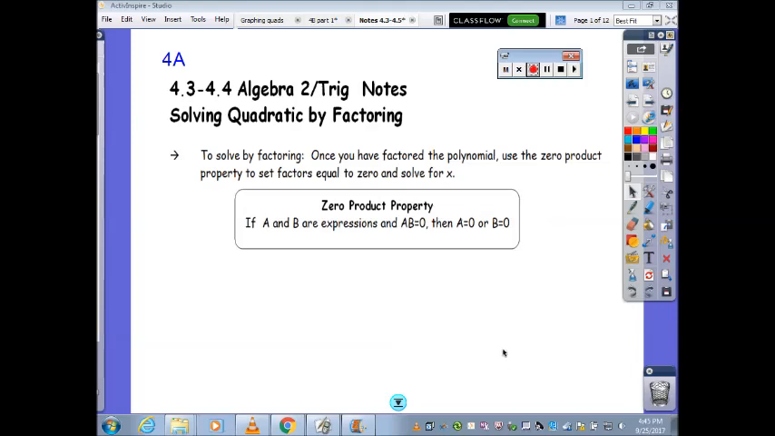Alright, this is 4A notes. Today we're going to be solving quadratics by factoring. To solve by factoring, the first thing you want to do is factor the polynomial. Then we're going to use the zero product property to set each factor equal to 0 and solve for x. When you solve a quadratic, you can get at most 2 answers.